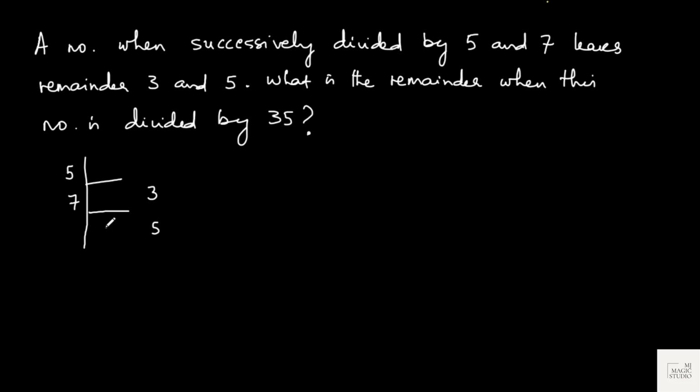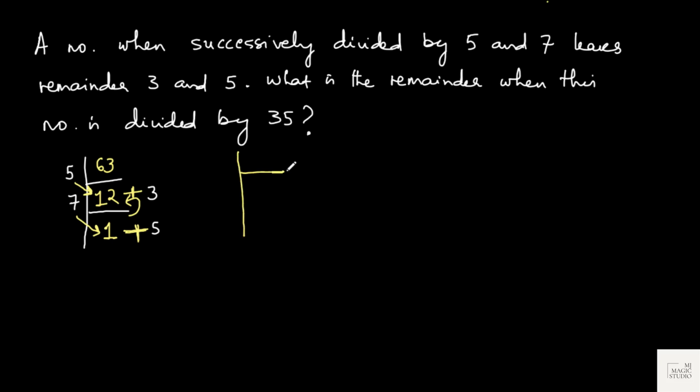The smallest quotient here in this place can be 1. Now the quotient which should be at this place is nothing but 7 into 1 plus 5. 7 into 1 is 7 plus 5 is 12. We'll write 12 here. You can see that when 12 is divided by 7, the quotient is 1 and the remainder is 5. Again follow the same process. 5 into 12 is 60 plus 3 is 63. That means the smallest such number which when divided successively by 5 and 7 leaves remainder 3 and 5 is nothing but 63.